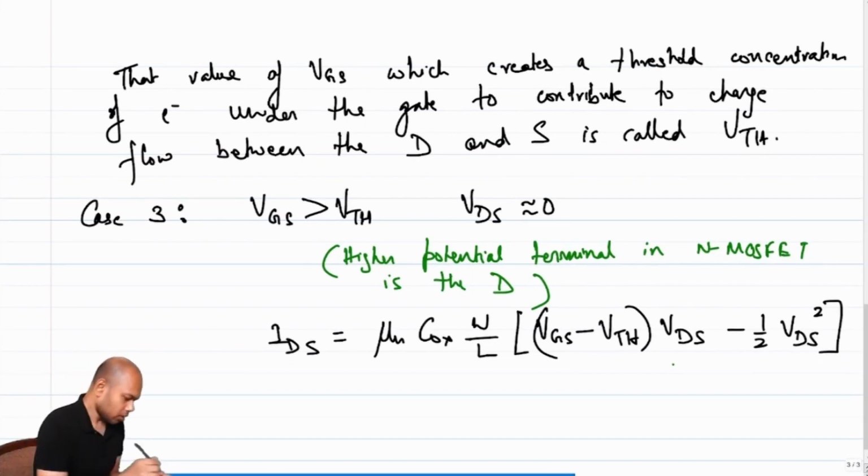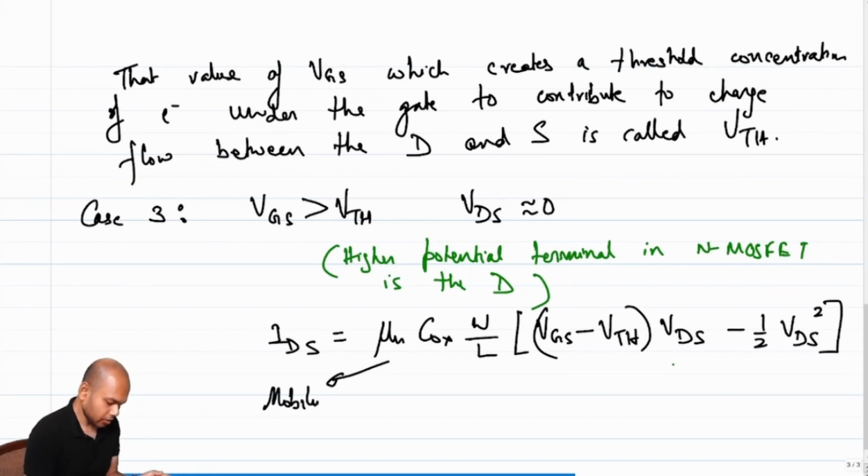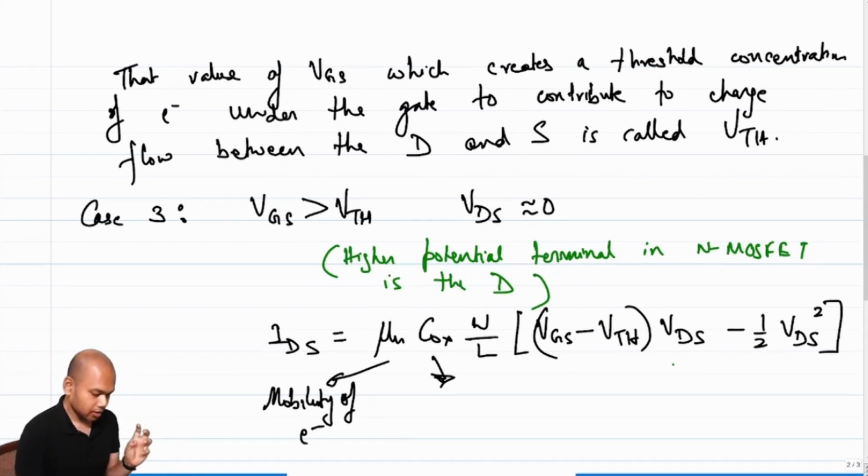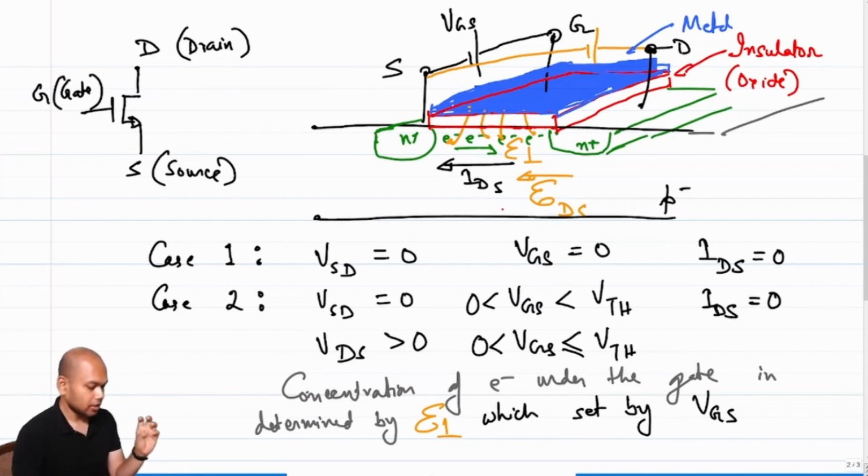Okay, so these terms, mu n is the mobility of electrons. This term C-ox refers to the capacitance of the oxide per unit area, right?